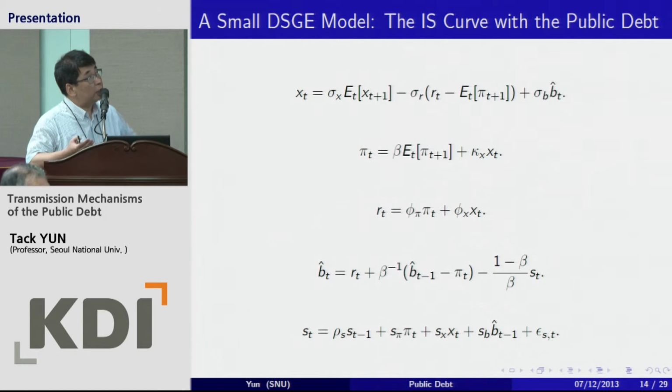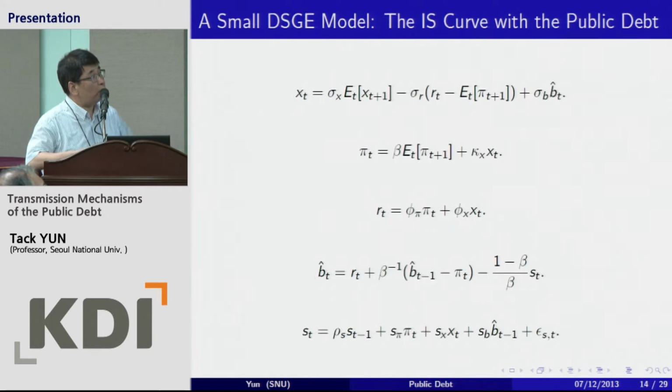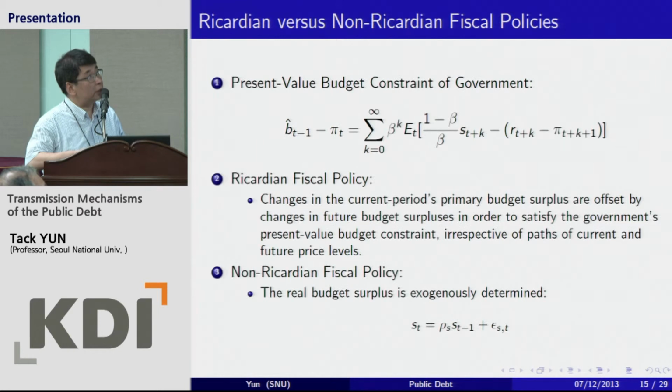So we have these 5 equations to understand what would be the implication of the IS curve with negative public debt. And then here we might need the distinction between Ricardian and the non-Ricardian fiscal policy regions once we have the variables in the equation system.